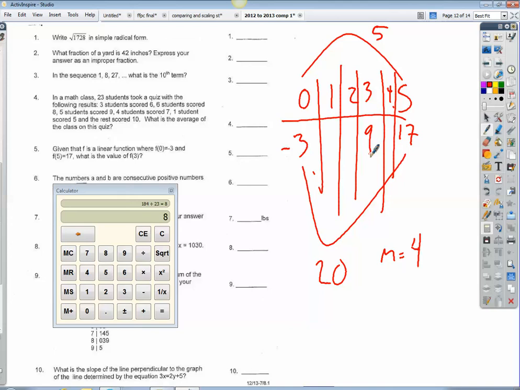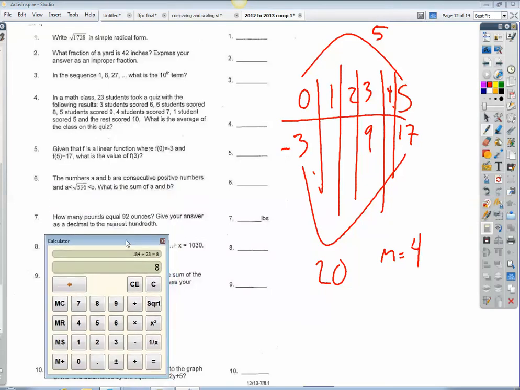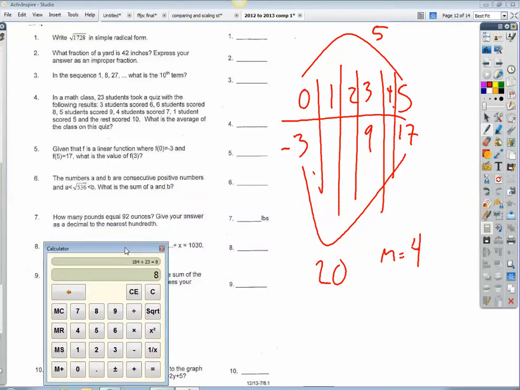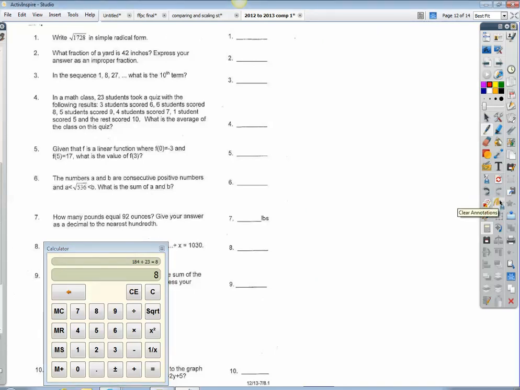All right, so then moving on, number 6. The numbers a and b are consecutive positive numbers, and oh, okay, so this is what this means. So I need two numbers. So some number squared, oh, sorry. So what are the perfect squares that are closest to 536?